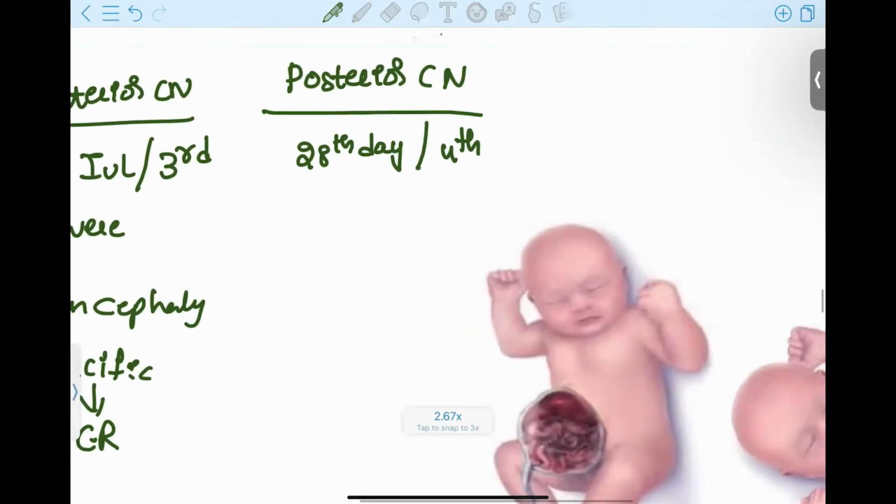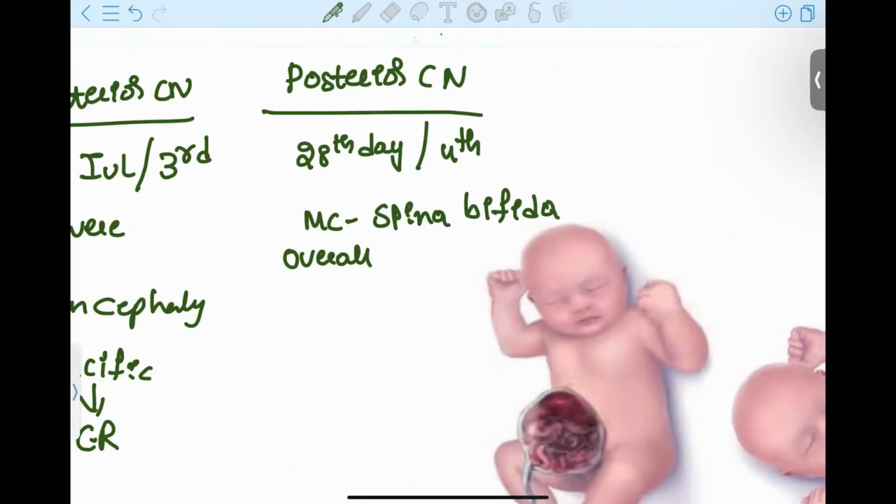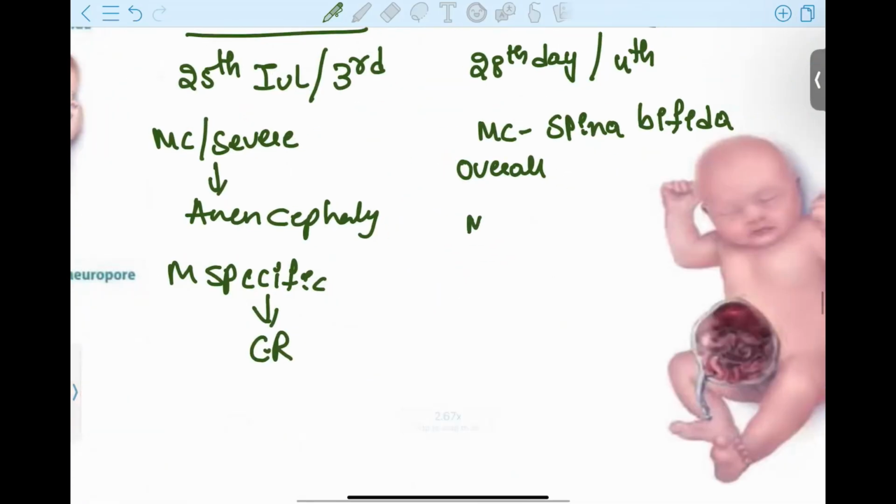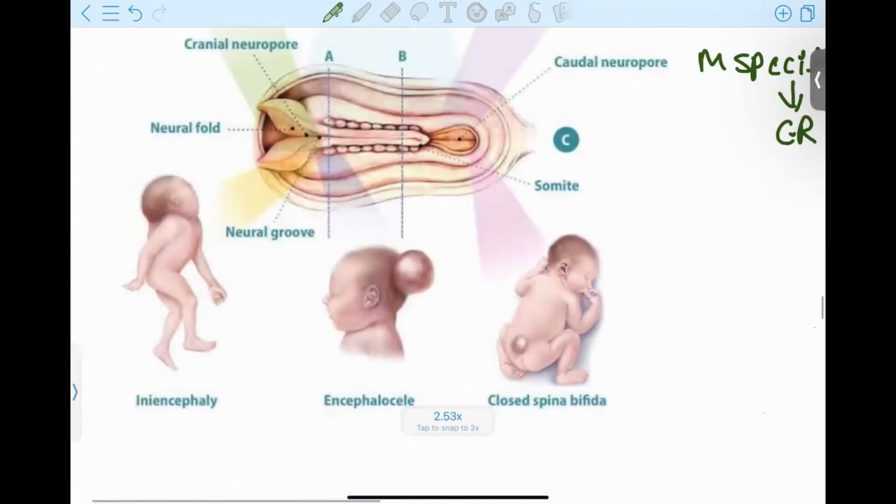Next, the posterior neural tube defects. The most common one is the spina bifida, and this is also the overall neural tube defect, posterior or anterior, overall it is the spina bifida only. So this is the spina bifida, and the most severe on the posterior side is your myelomeningocele. So that is your myelomeningocele.